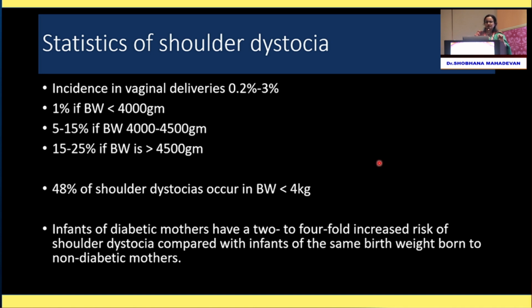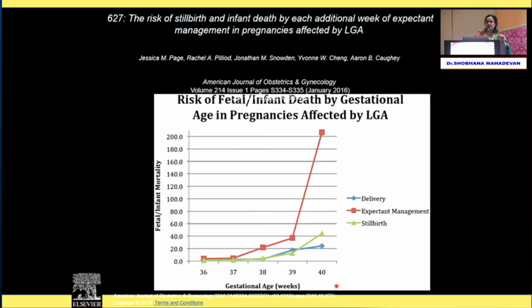The other thing about the birth weight and shoulder dystocia is that infants of diabetic mothers have a 2 to 4-fold increased risk of shoulder dystocia compared with infants of the same birth weight born to non-diabetic mothers, for obvious reasons. So coming to stillbirth, are LGA babies more prone to stillbirth?